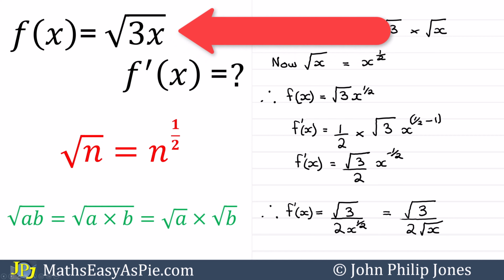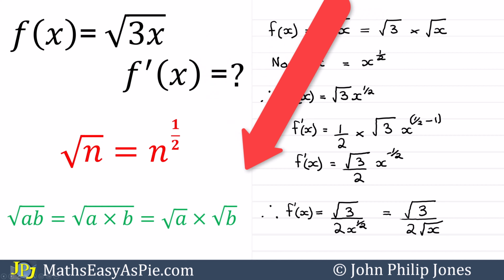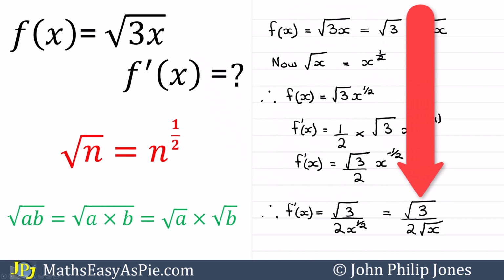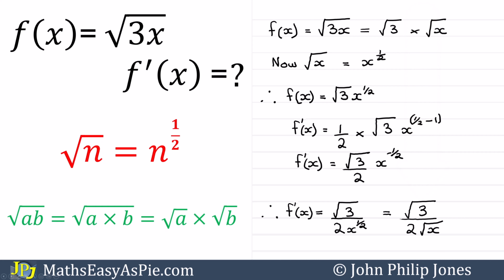So for f of x equals the square root of 3x, we have f prime being equal to the square root of 3 divided by 2 times the square root of x. For many, it's standard practice to avoid having square roots on the bottom as shown here. And in the next video, I'll go one step further and show you how we can alter this such that there are no square roots on the bottom of what is effectively this fraction.